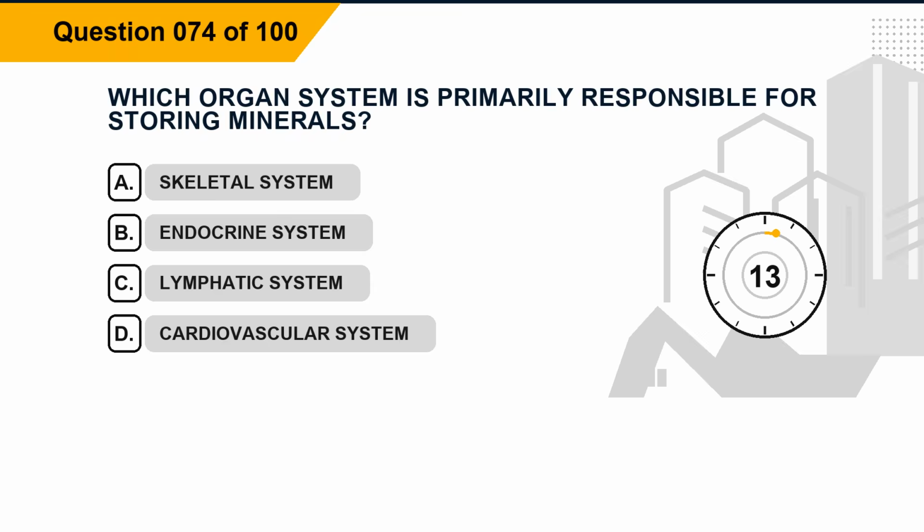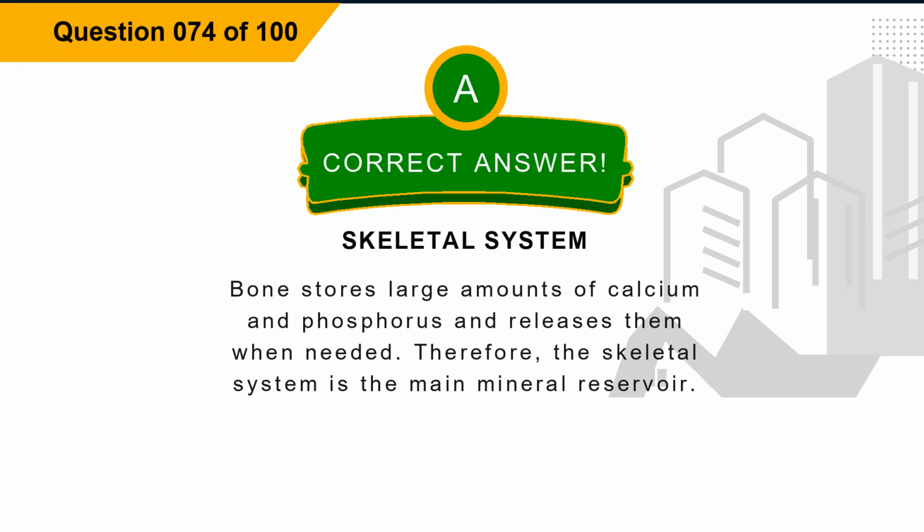Question 74. Which organ system is primarily responsible for storing minerals? Option A. Skeletal system. Option B. Endocrine system. Option C. Lymphatic system. Option D. Cardiovascular system. The correct answer is option A. Skeletal system.